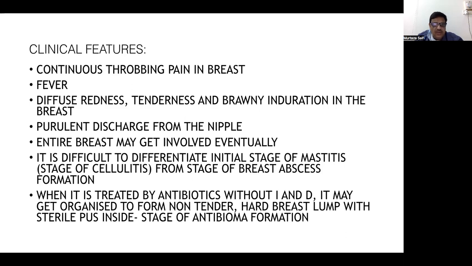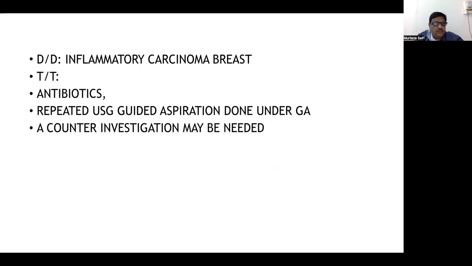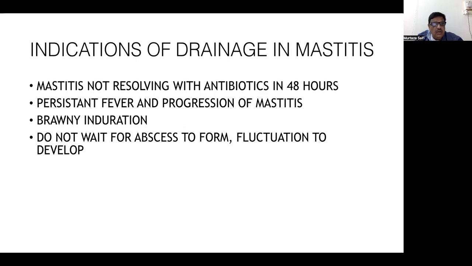It is difficult to differentiate the stage of mastitis, the stage of cellulitis, from the stage of breast abscess formation. When it is treated by antibiotics without incision and drainage, it may get organized to form a non-tender hard breast lump with sterile pus inside, the stage of antibioma formation. Differential diagnosis: inflammatory carcinoma of the breast. Treatment: antibiotics and repeated USG-guided aspiration done under general anesthesia. Further investigations may be needed.